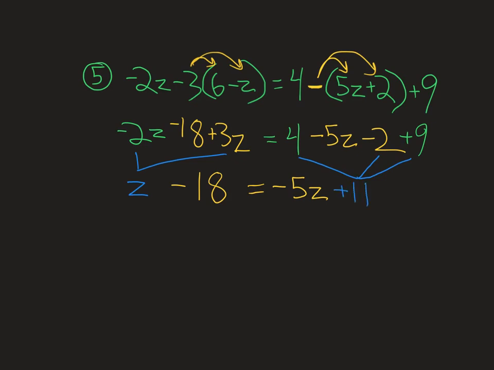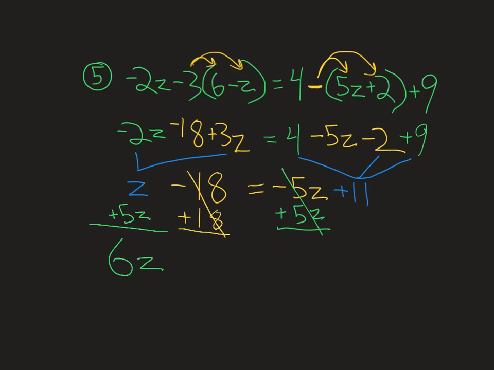Now we're going to move all variables to one side, constants to the other. I'm going to cancel off this negative set of variables so they become positive. And then we'll move the constants the other direction. Since we moved variables left, I'm going to cancel so that I move all my constants to the right. 18 and 11, 29.